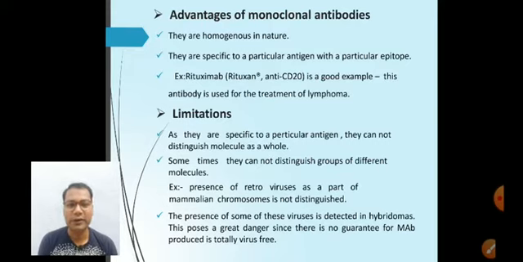Some of the limitations of using monoclonal antibodies are, as they are specific to a particular antigen, they cannot distinguish a molecule as a whole. Sometimes they cannot distinguish groups of different molecules. For example, the presence of retroviruses as a part of mammalian chromosomes is not distinguished. The presence of some of these viruses is detected in hybridomas. This poses a great danger since there is no guarantee that the monoclonal antibodies produced are totally virus-free.